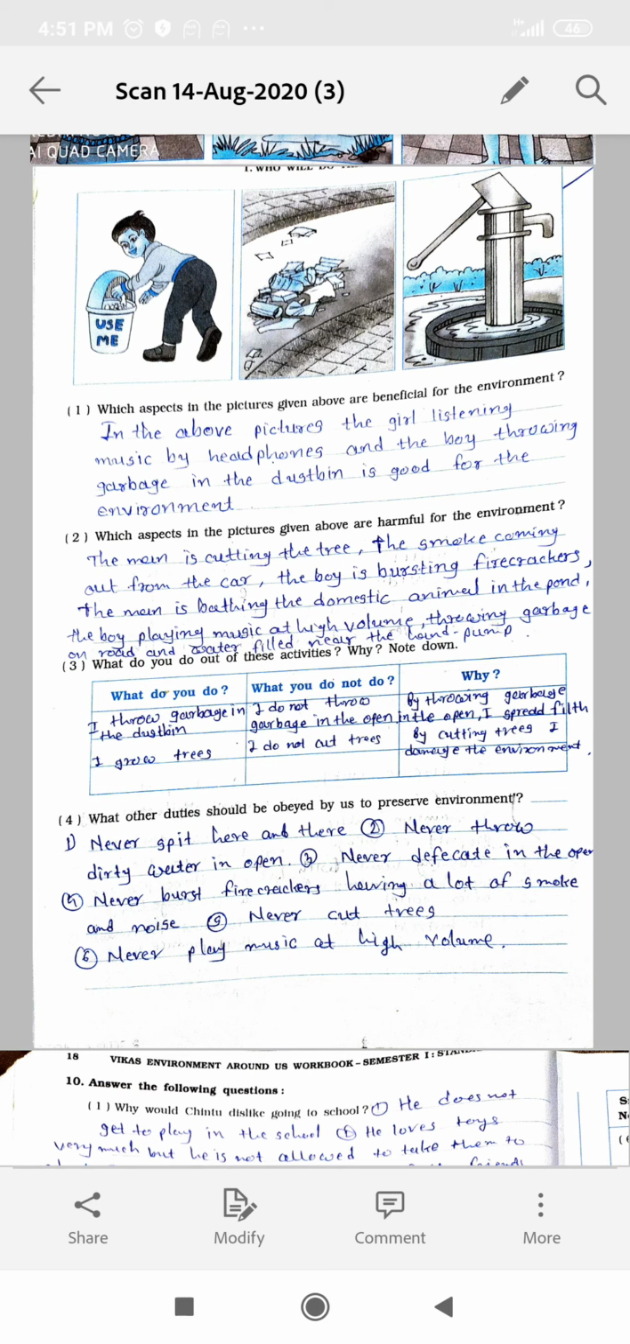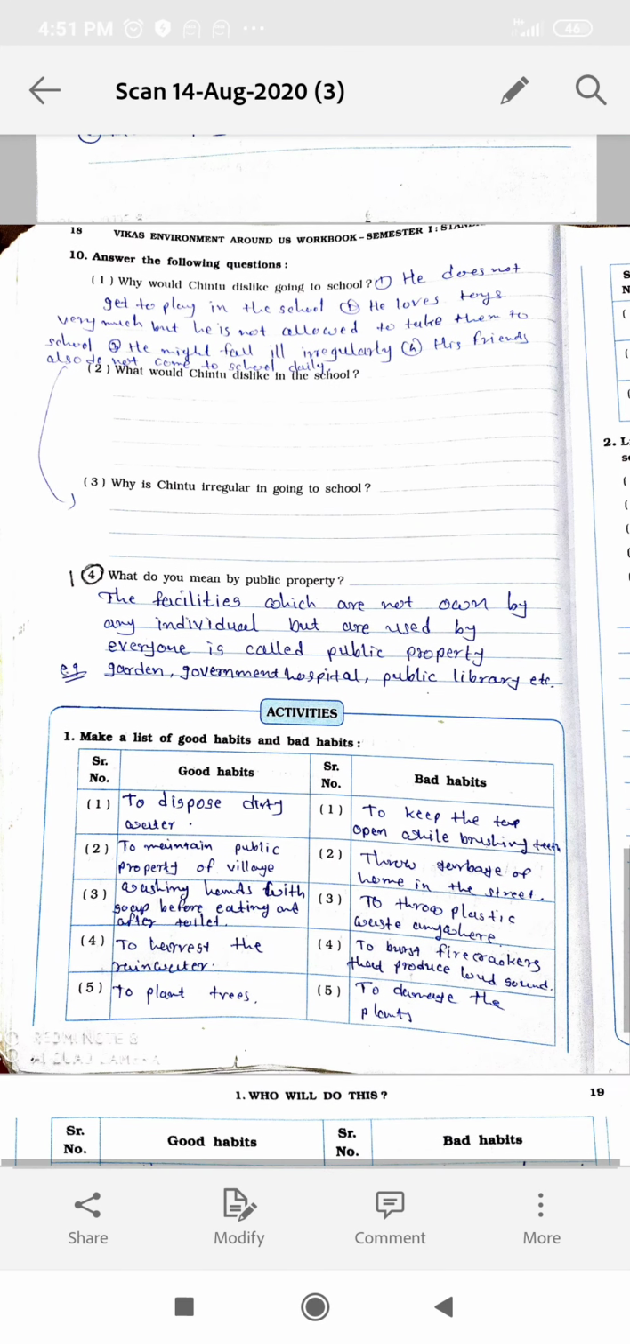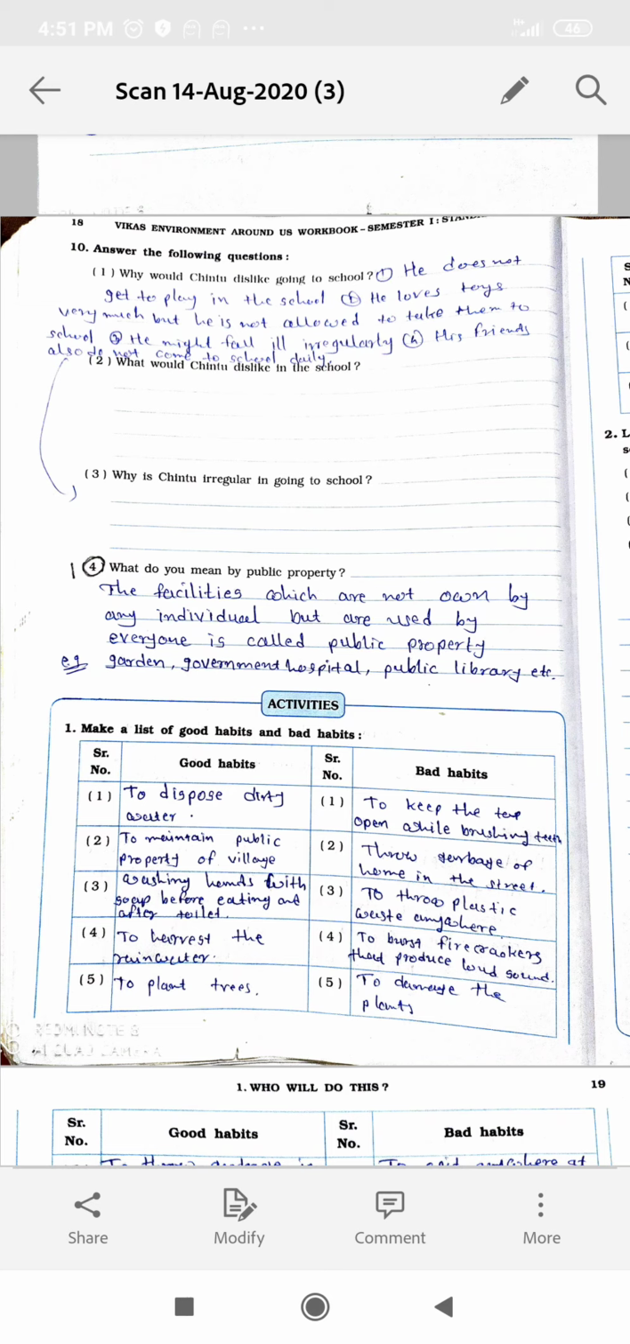Okay students, now let's see. These are the answers from your workbook. Here, why would Chintu dislike going to school? And why is Chintu irregular in going to school? Both are the same answer. You can write the same answer here. Okay, now the second question you have to skip, and all the answers you have to copy in your workbook.